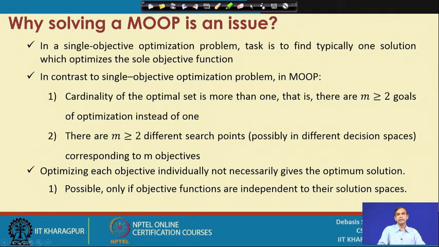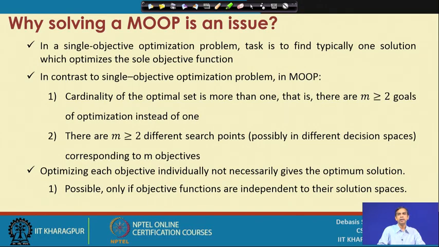Now, the first question is: if we know single objective optimization problem solving using genetic algorithm, then why should we consider different procedures, techniques or principles to solve the MOOP problem? There are definitely many differences between the single objective optimization problem and the multi objective optimization problem. In these slides I have listed a few differences.